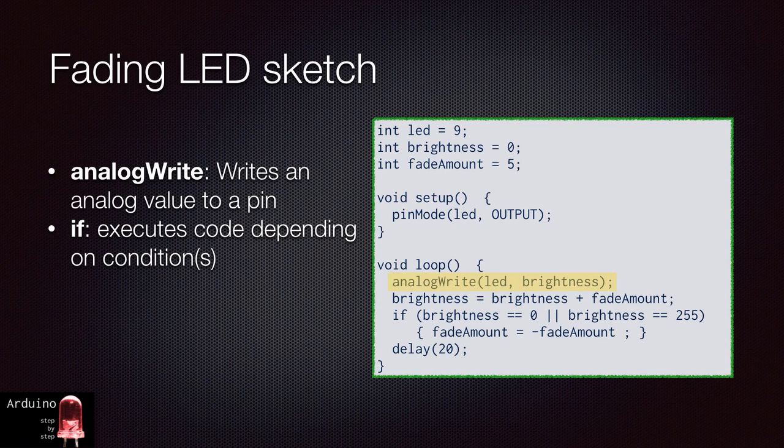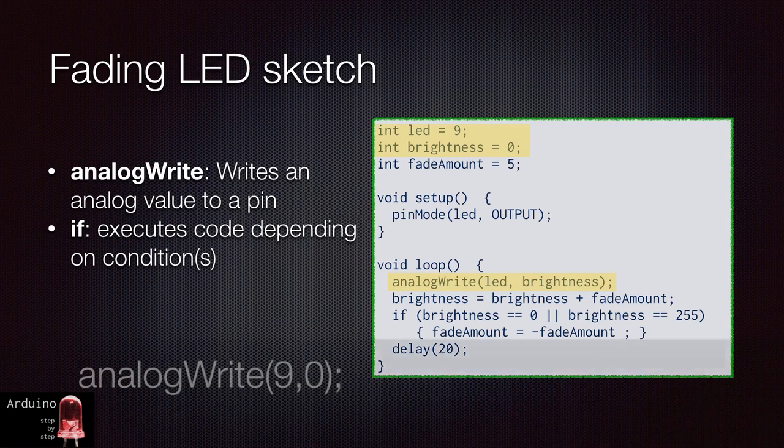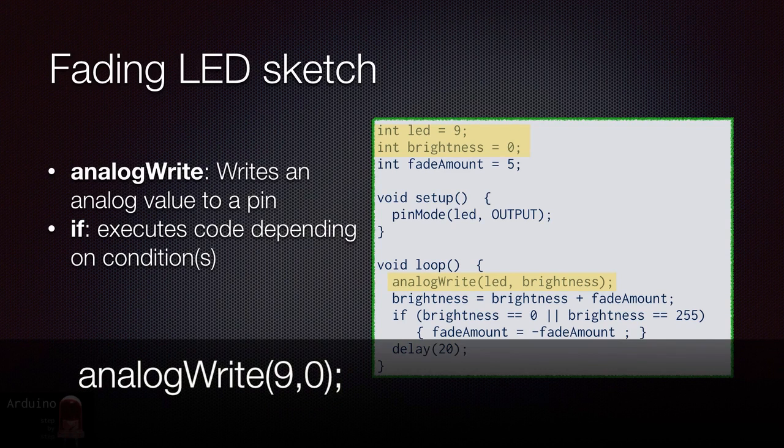In the loop function, we first set the brightness of the LED using the analog write function by setting the pin to which the LED is connected, and the brightness. Brightness is a global variable of type integer that was initialized to be 0 when the program starts. So, the first time that the program runs in the Arduino, this instruction will look like this: analogWrite(9, 0).